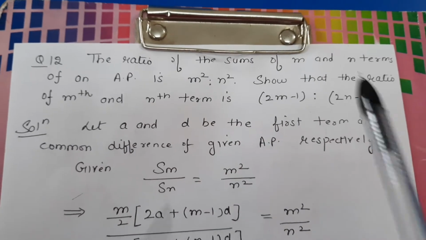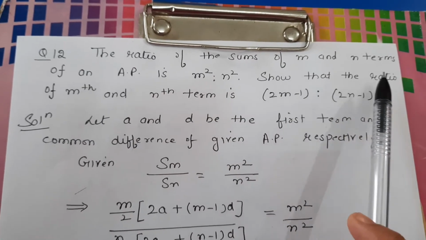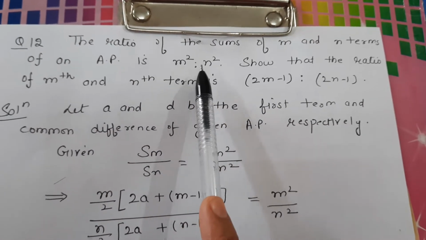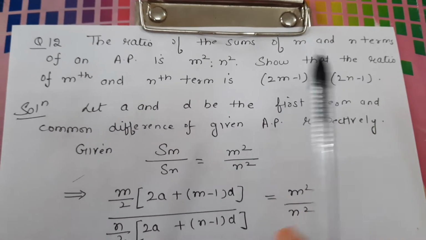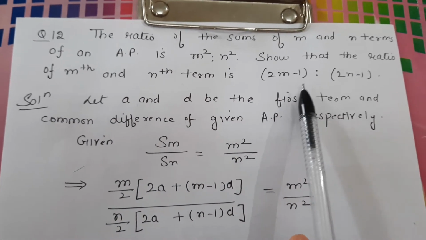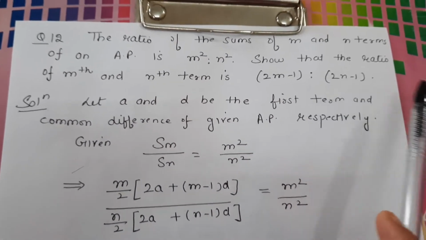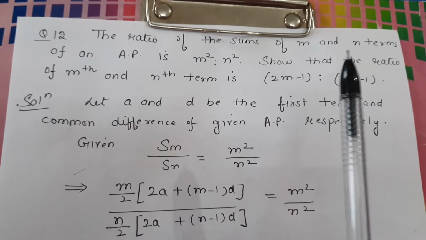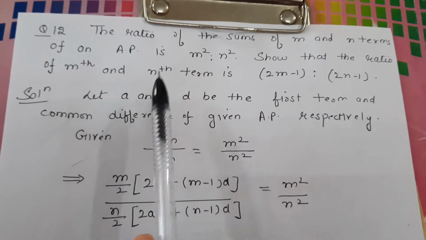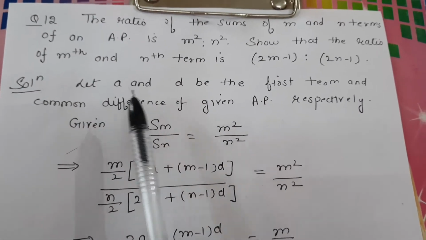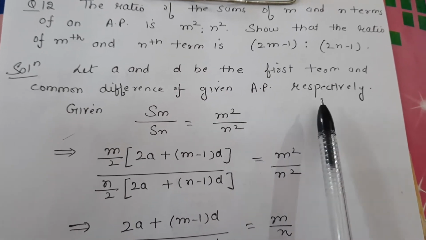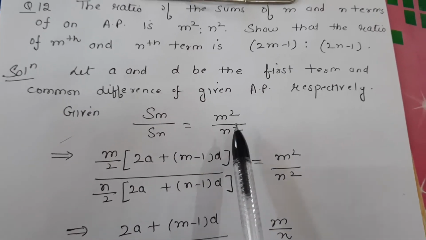The ratio of the sum of m and n terms of an AP is m square is to n square. Then show that the ratio of mth and nth term is 2m minus 1 is to 2n minus 1. Now in this question you are given the ratio of the sum of m and n terms of an AP. So we assume that A and D are the first term and common difference of the given AP respectively. Now this is given, right?